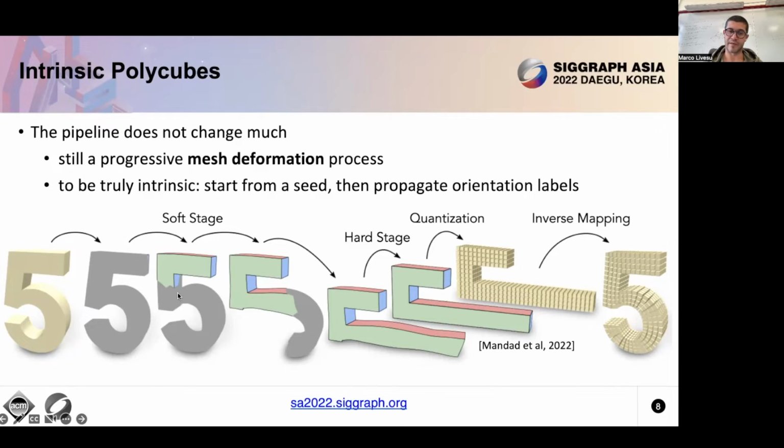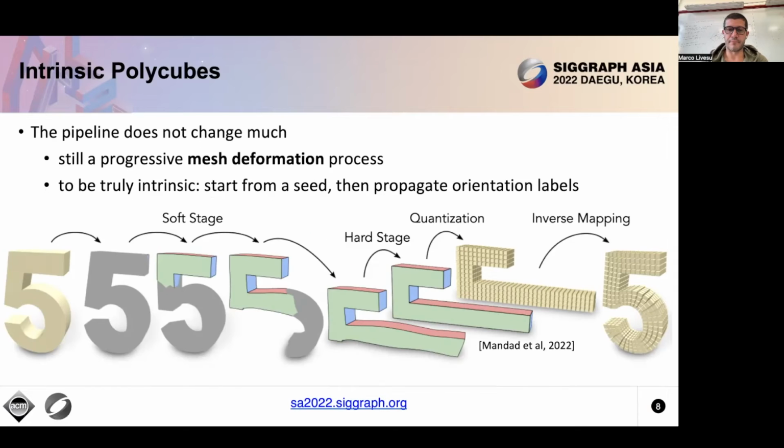And as you propagate, you also deform the shape accordingly until you find something which is reasonably close to a polycube structure. And then you apply the final deformation to make it a real polycube. And you overlay a grid on top of it and compute the inverse mapping. But if you do not consider that in this case the labeling is propagated through time rather than being computed all in advance, the pipeline is pretty much the same.